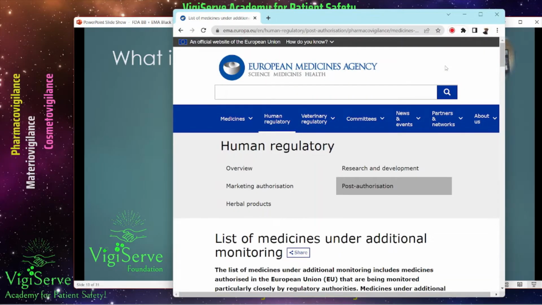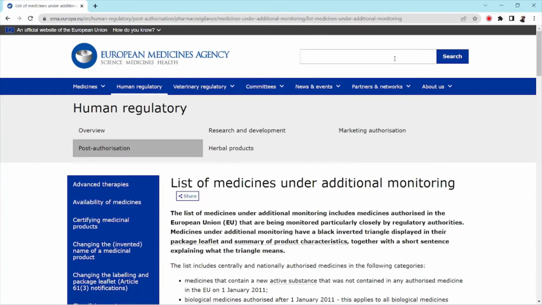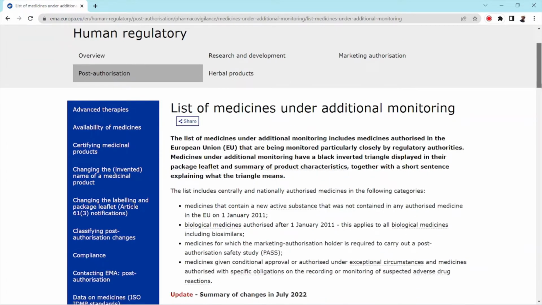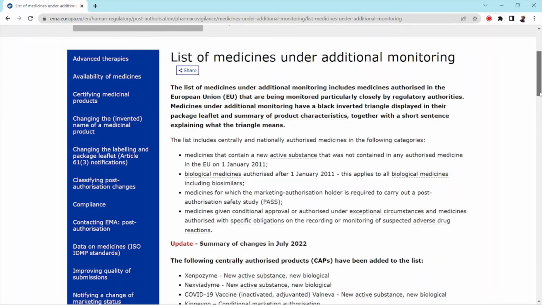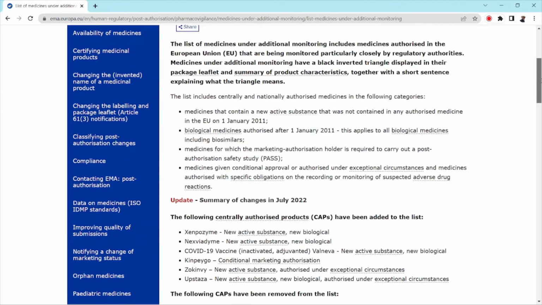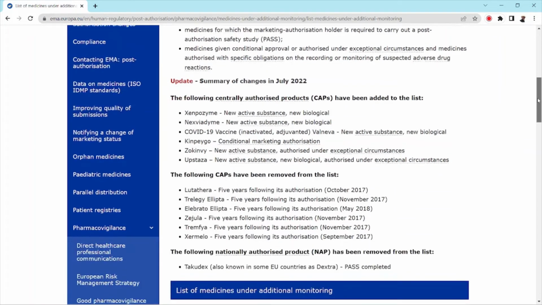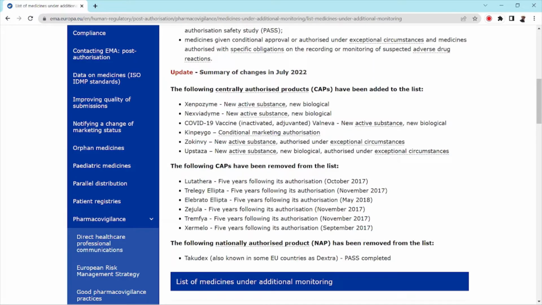Okay, so you have the European Medicines Agency website, where you have information about the black triangle products, right? So you can find here the complete list of medicines under additional monitoring, and you can even generate a PDF, and you will get information on the new products that have been added and products that have been deleted from this list.